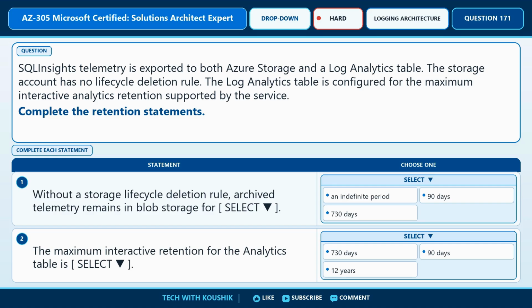Complete the retention statements. For the first statement, without a storage lifecycle deletion rule, archive telemetry remains in blob storage for the blank. Choose between an indefinite period, 90 days, or 730 days. For the second statement, the maximum interactive retention for the analytics table is the blank. Choose between 730 days, 90 days, or 12 years.